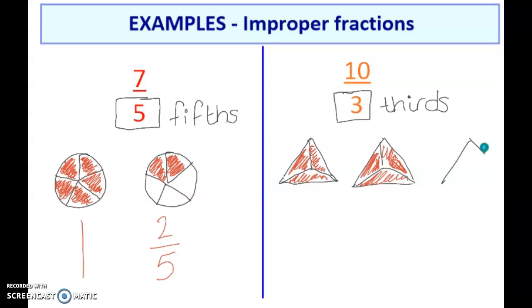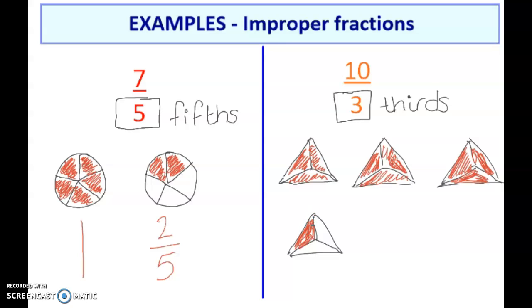Let's draw another triangle. Where did I get to? 1, 2, 3, 4, 5, 6, 7 thirds, 8 thirds, 9 thirds. Oh, dear me, there's a lot in this one. Let's try again. 1, 2, 3, 4, 5, 6, 7, 8, 9, and 10 thirds I've shaded in now. Oh, my shading hasn't worked on that example. There we go.